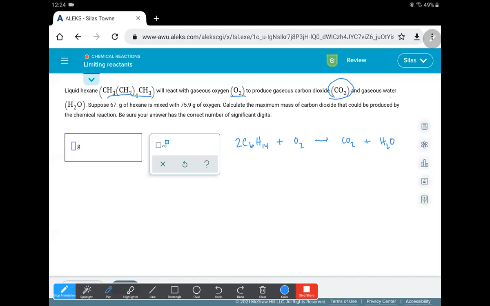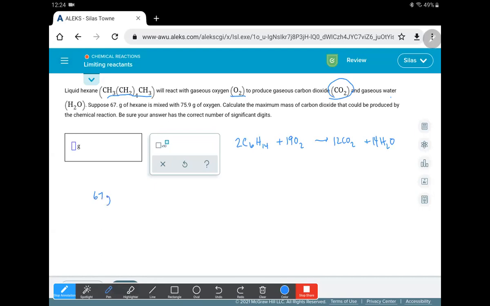Okay, now I got 12 carbons, so I'm going to go with a 12 here. I have 28 hydrogens, so I need a 14 here. And now I have 14 plus 24, so 38, so I need 19 oxygens. So, tough balanced reaction. But now that we have that, we can do our mole ratio. So, okay, next thing is to start with 67 grams.